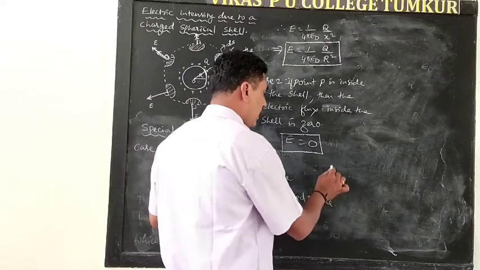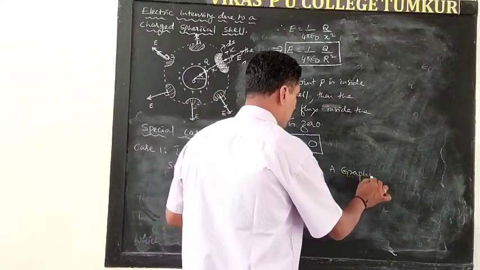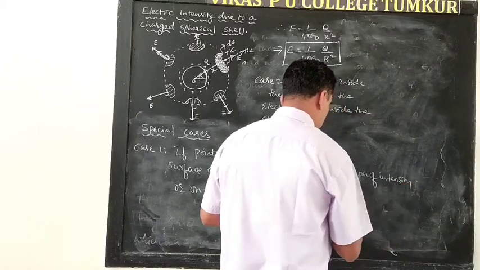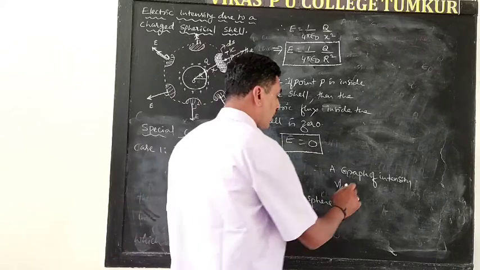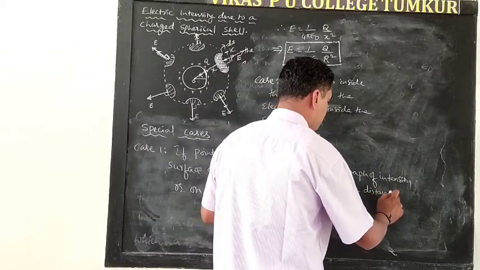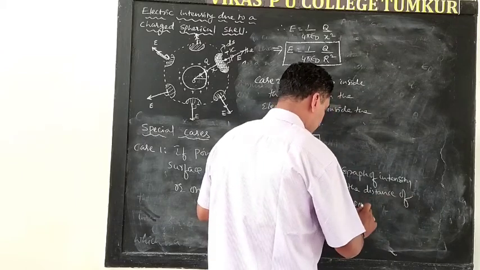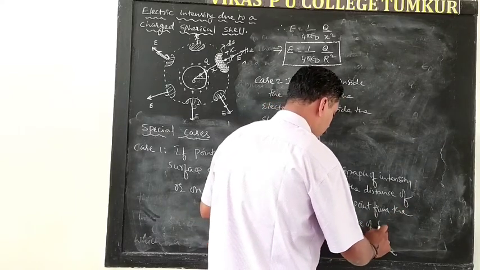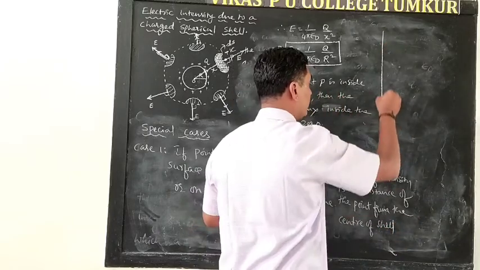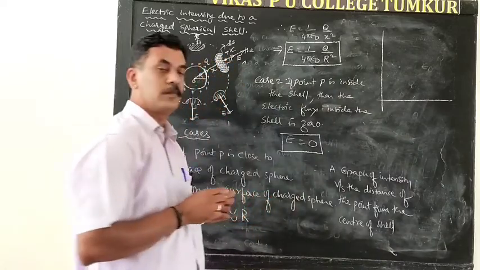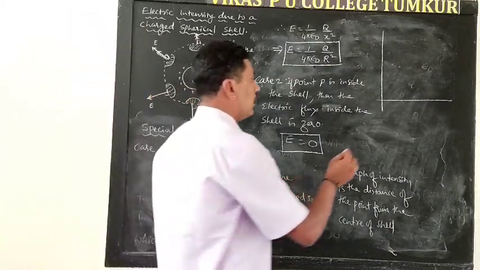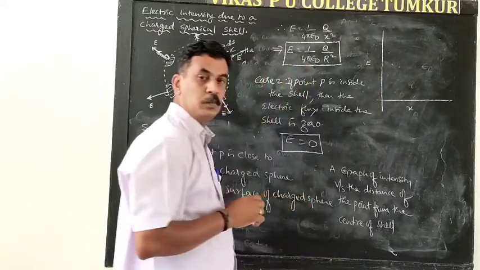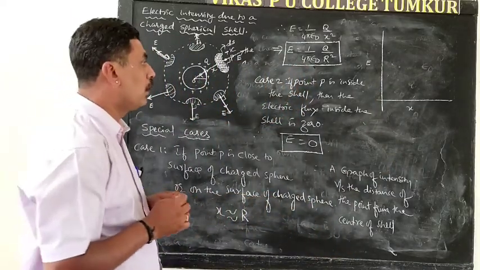Therefore, if I draw a graph of intensity versus the distance of the point from the center of the shell, what would it look like? So I take a graph sheet and plot a graph. Here I take the distance of the point from the center, and here I take the electric intensity. Likewise.